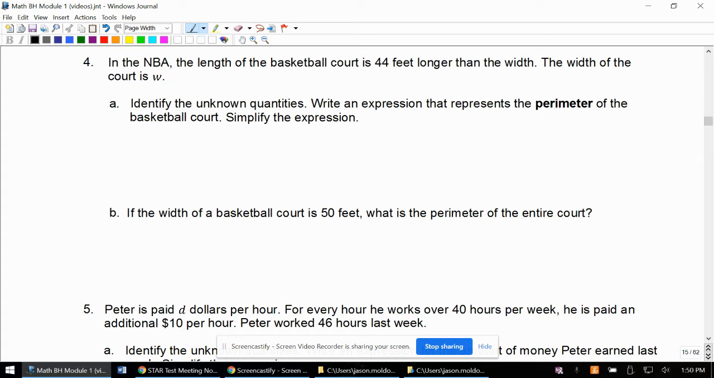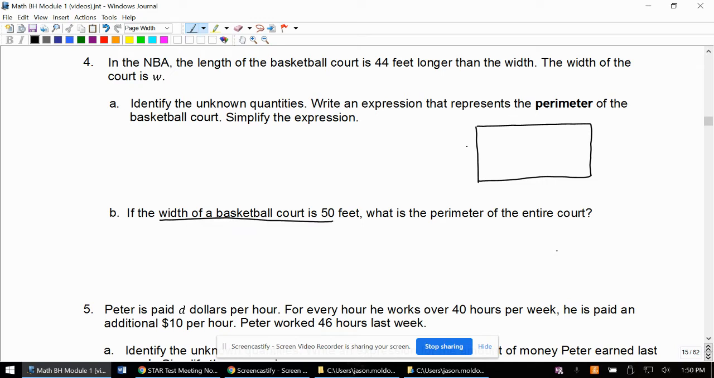In the NBA, the length of the basketball court is 44 feet longer than the width. The width of the court is W. So you don't have to sketch a picture. It is optional for a perimeter problem. And A says identify the unknown quantities, write an expression that represents the perimeter and simplify the expression. And then B, if the width is 50, what is the total perimeter?